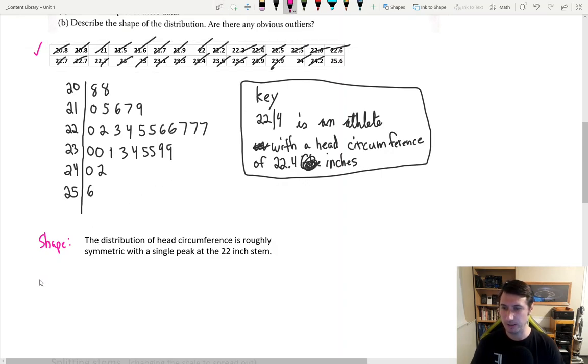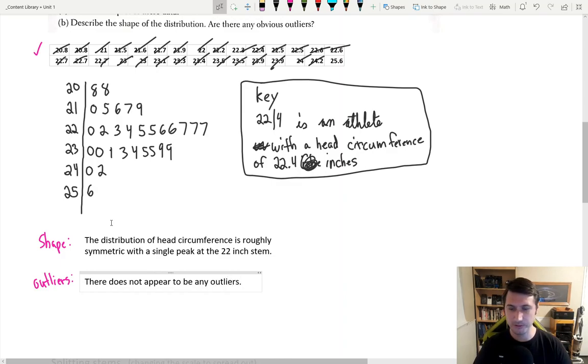All right, we got shape. Now we need outliers. Are there any outliers here? I don't think there look like there'd be any outliers. This shape, nothing seems to break from this shape. So I would say there does not appear to be any outliers. Now eventually, like I keep saying, we will calculate outliers, but for now we're just looking at it.